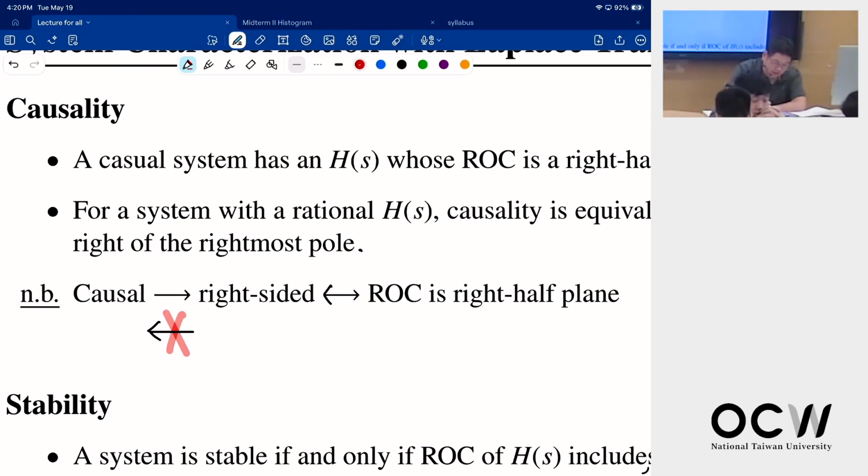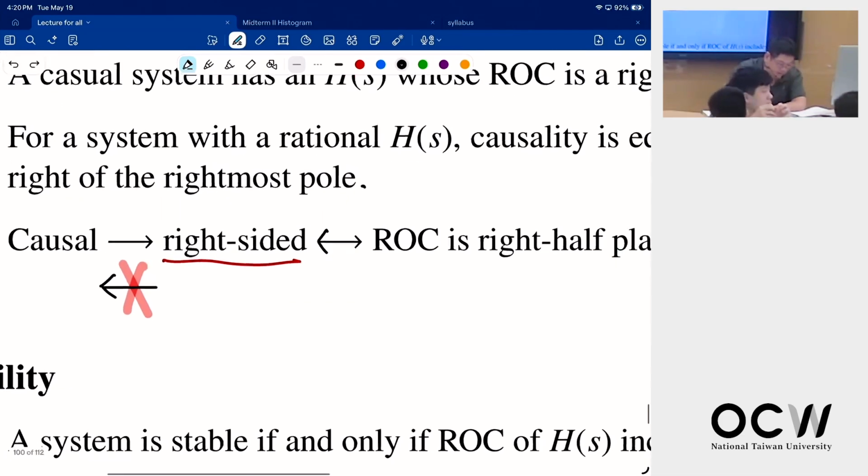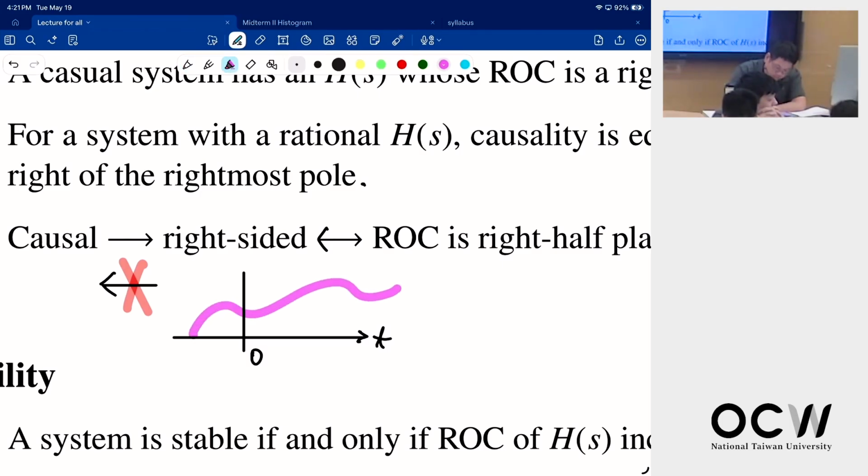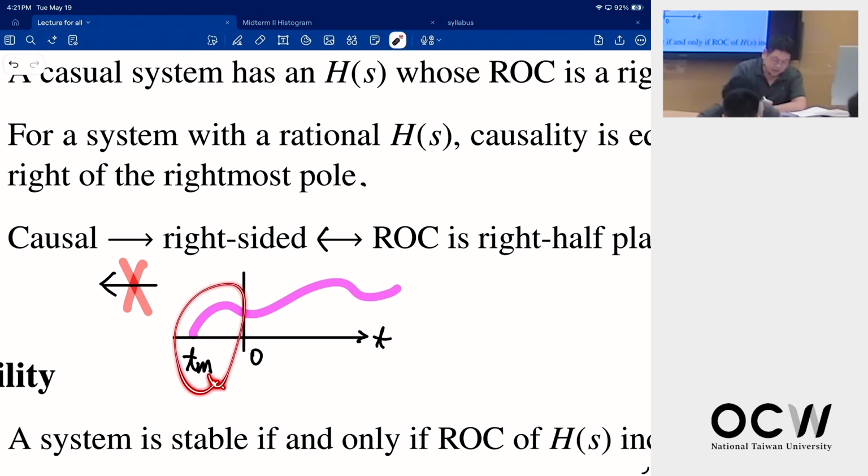What is a right-sided signal? If my right-sided signal is like this one, this is 0. Here's t. This is right-sided, right? But before 0, I still have value, so it is not causal. Okay?